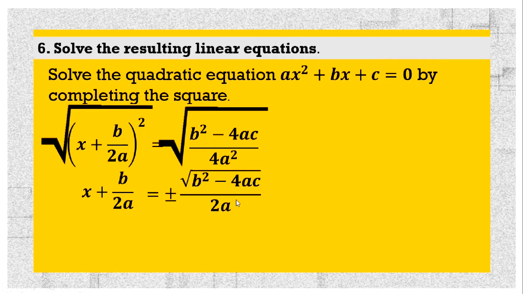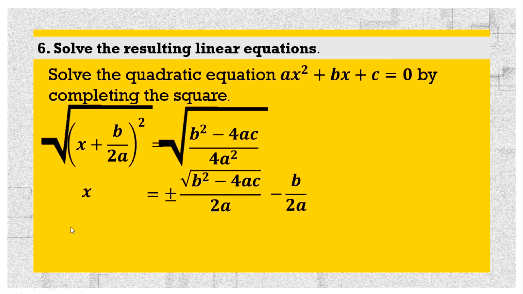Next step is to solve the resulting linear equations. So, to find the value of x here, we just transpose b over 2a to the right side. So, we will be having x equals positive and negative square root of b squared minus 4ac all over 2a, minus b over 2a.